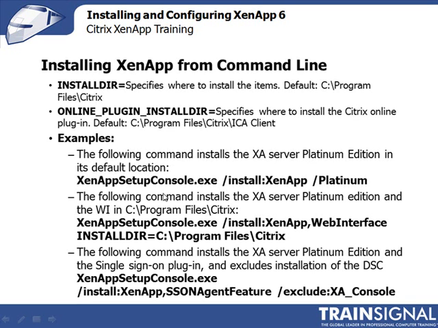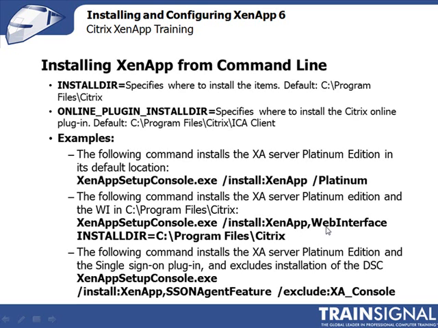Now, some examples on how to use the command line. If you do XenAppSetupConsole.exe /install:XenApp /platinum, what you're doing here is basically installing XenApp Server Platinum Edition in the default location. If you're installing XenApp Platinum Edition and Web Interface into C:\Program Files\Citrix, technically this is also the default, but just for the purposes of the example, it's illustrating how you would be able to specify where you want to install it, or specify the install dir. So this would be the installation.